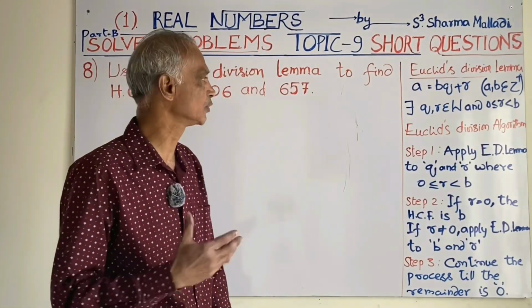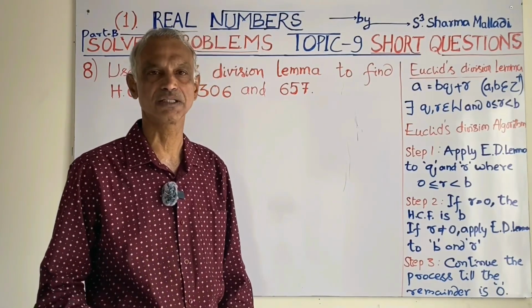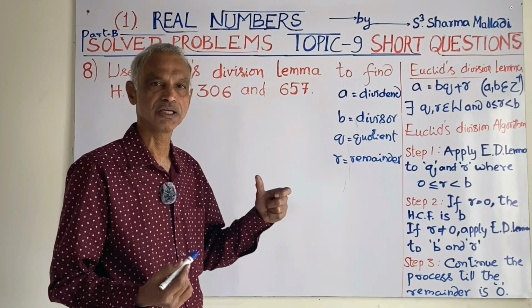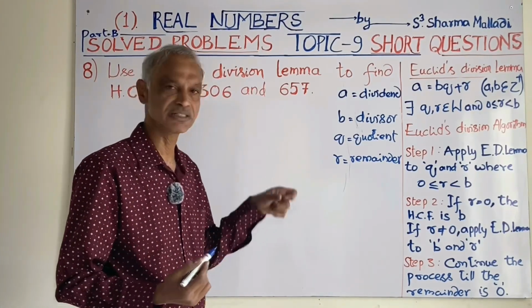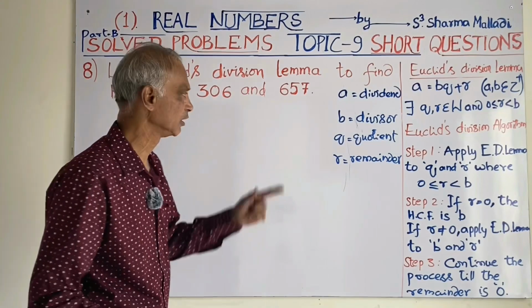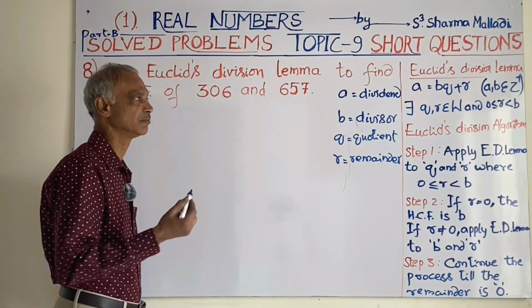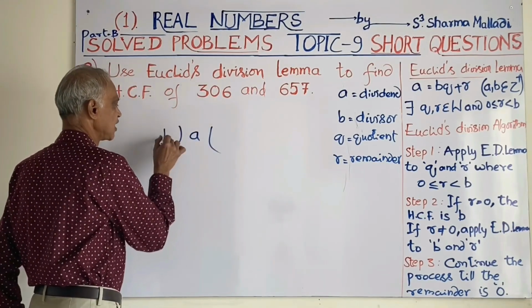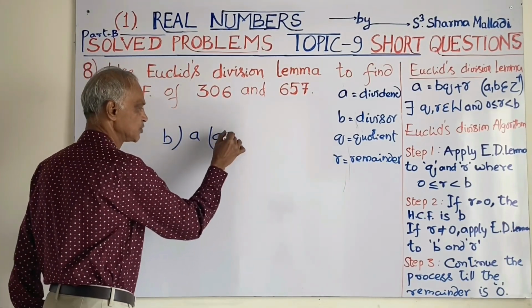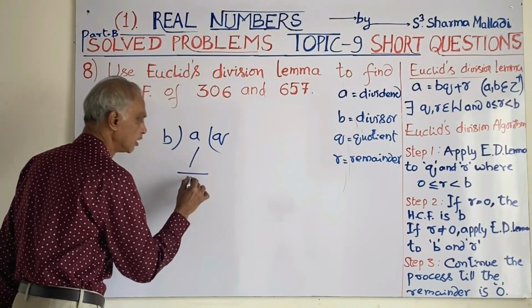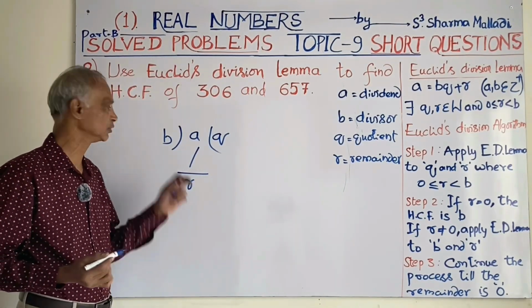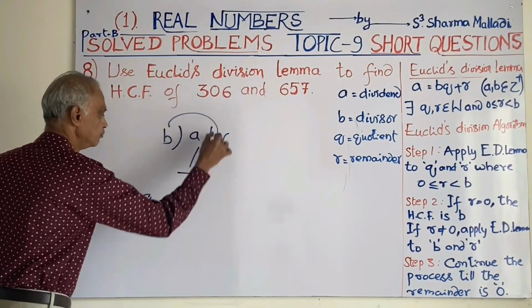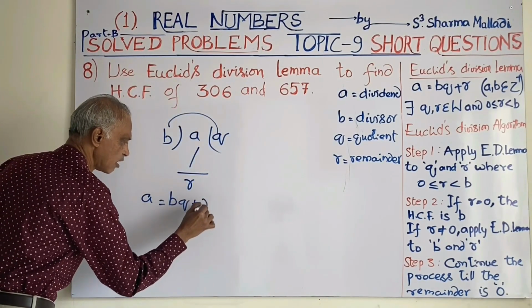Already I explained Euclid's division lemma and also the algorithm in basic concepts. Even so, I will tell you what A, B, Q, R are. A is the dividend, B is the divisor, Q is the quotient, R is the remainder. What is Euclid's division lemma? If you divide dividend A by divisor B, you get quotient Q and remainder R. Dividend is equal to divisor into quotient plus remainder. A is equal to BQ plus R.